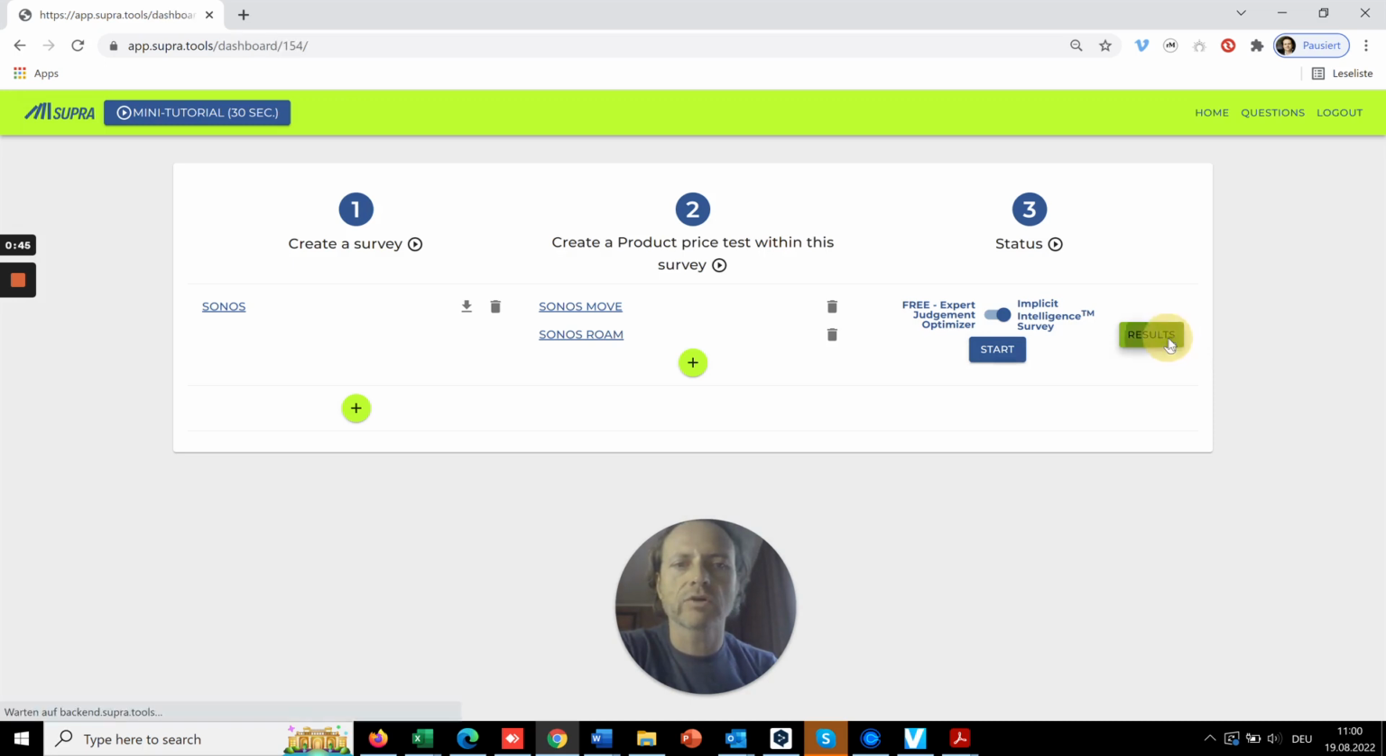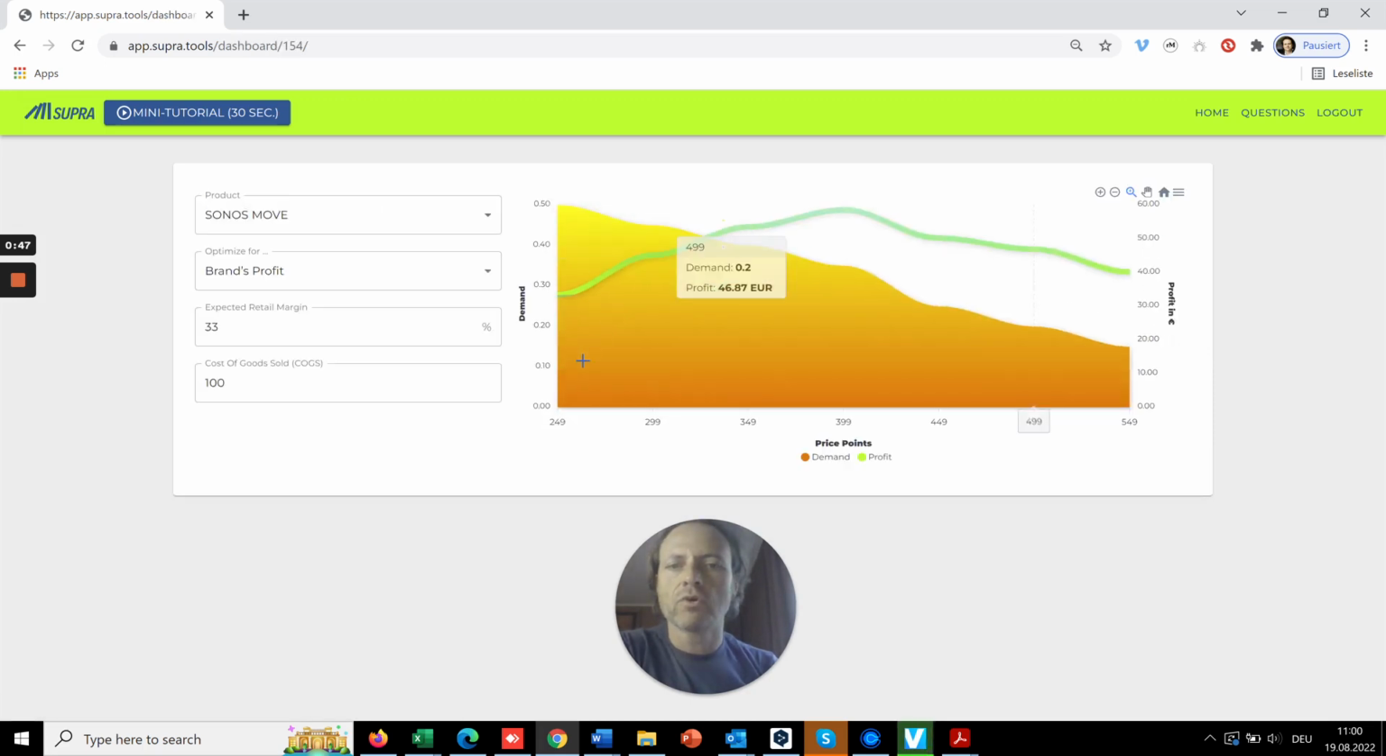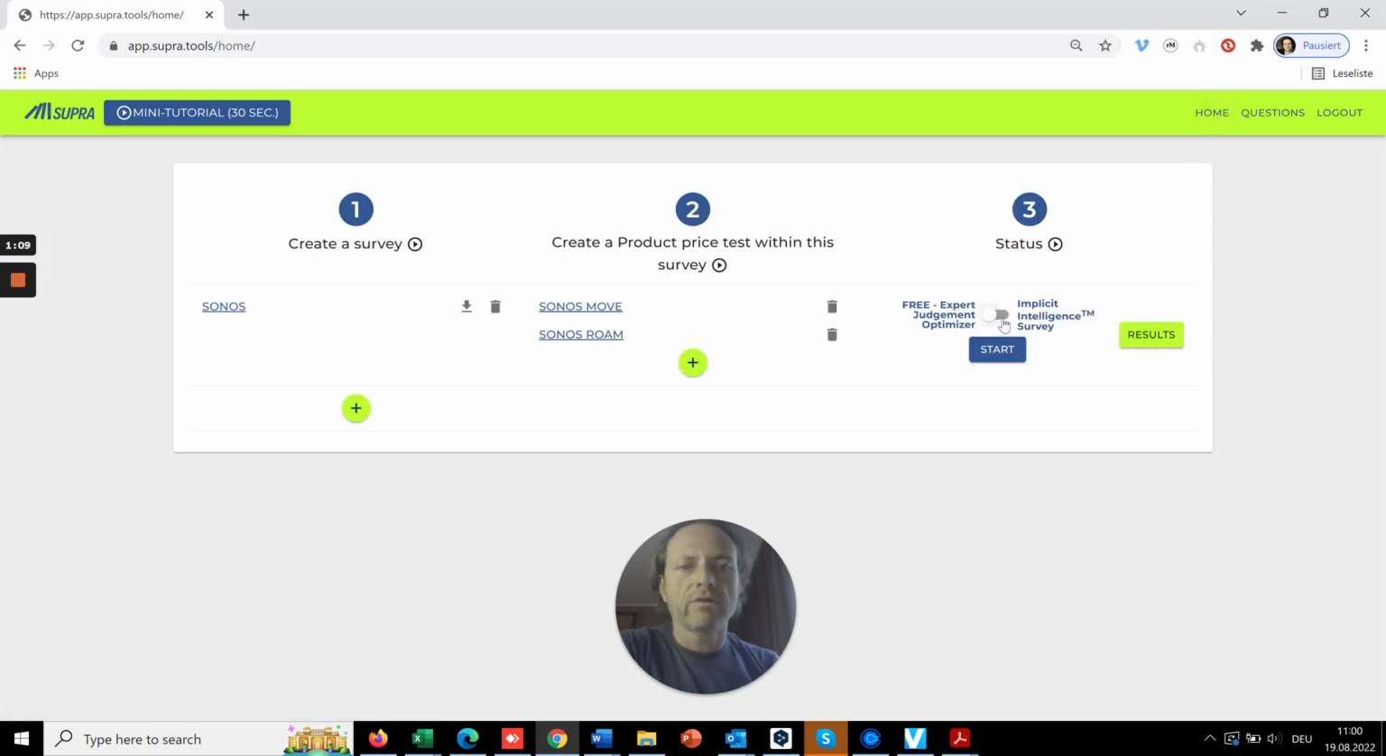Let's have a look how it looks like. So you see here the demand curve in orange. Of course, less people are willing to buy, the higher the price. And you see the profit curve, which has its maximized point at $399. Right? This can be achieved by implicit intelligence or by expert judgment.